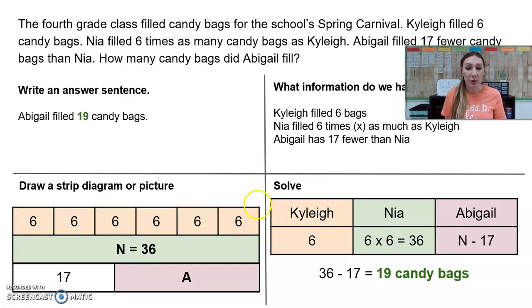So another way that we can draw this strip diagram, we can actually combine those two strip diagrams into one. We would have 1, 2, 3, 4, 5, 6, so 36 candy bags. We know that 36 is Nia's total. We also know that when we combine Abigail's total plus the 17, we would also get 36. So we can combine those two strip diagrams into one and still be able to solve.